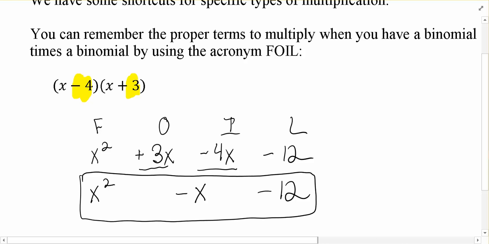Now back to our organization, I do want to point out here, it's okay to leave some space in your answer. You don't need to cram together everything. So I left this spread out so I could easily copy down from one step to the next. My x squared copied straight down. My negative 12 copied straight down. The negative x, it's clear it came from the 3x minus 4x because it's right in between them. So it's a way of staying organized.